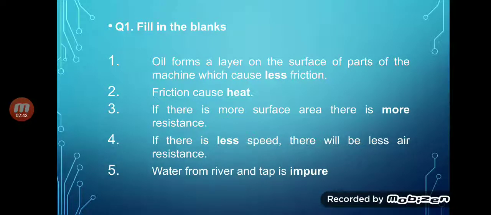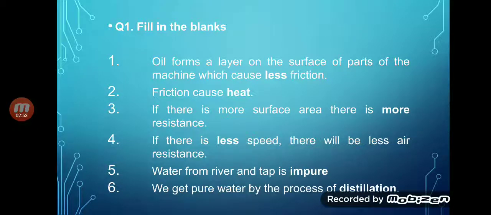Next, water from river or tap is impure. Why impure? Because it has salts dissolved in it. We get pure water by the process of distillation. So what is distillation? You have to watch the lecture carefully, and in the lecture I have explained the distillation with the help of pictures. So go and watch the videos. But we get pure water by the process of distillation.